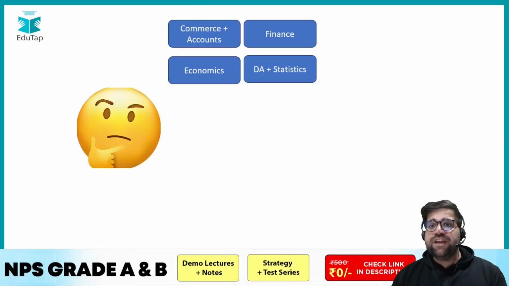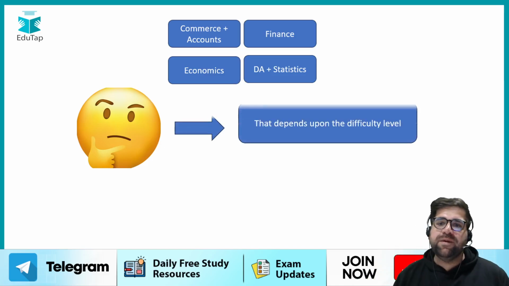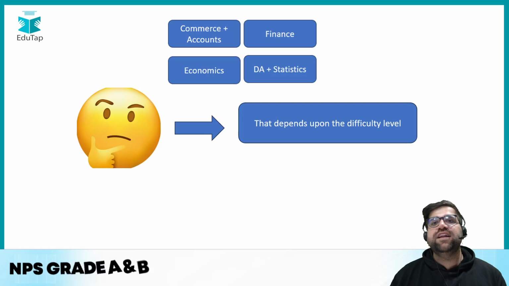Now, once we have to decide which numerical we have to do or not, the answer depends upon the difficulty level. Now, difficulty level can be of 3 types.